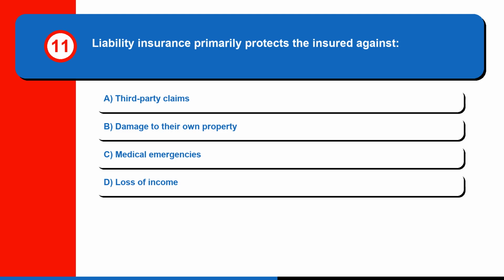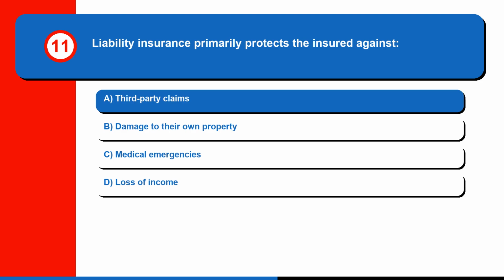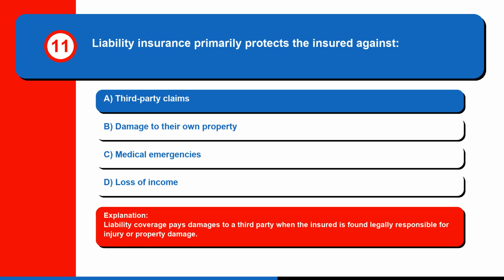Question 11. Liability insurance primarily protects the insured against A. Third-party claims. B. Damage to their own property. C. Medical emergencies. Or D. Loss of income. The correct answer is A. Third-party claims. Liability coverage pays damages to a third party when the insured is found legally responsible for injury or property damage.